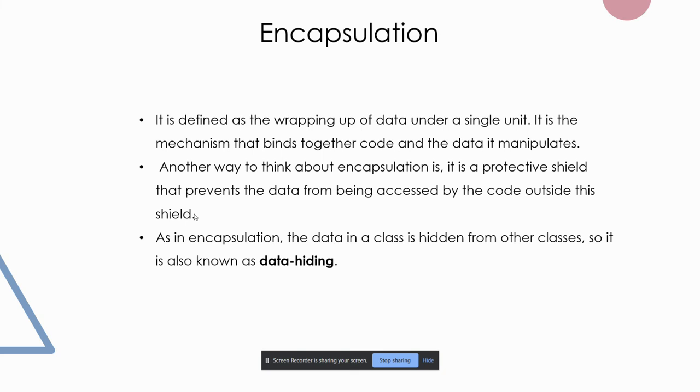Now, let's talk about encapsulation. It is defined as wrapping up of data under a single unit. It is the mechanism that binds together code and the data it manipulates. Another way to think about encapsulation is it is the protective shield that prevents the data from being accessed by the code outside the shield. Technically, in an encapsulation, the variables or data of a class is hidden from any other class and can be accessed only through a member function of own class in which they are declared. Encapsulation is also known as data hiding. Encapsulation can be achieved by declaring all the variables in class as private and writing public methods in the class.